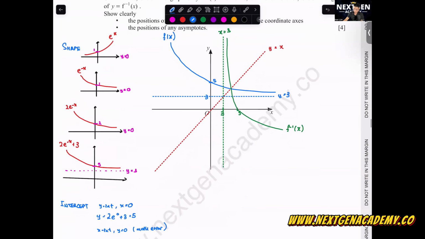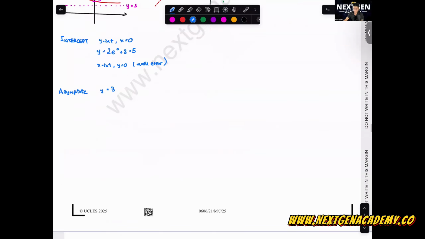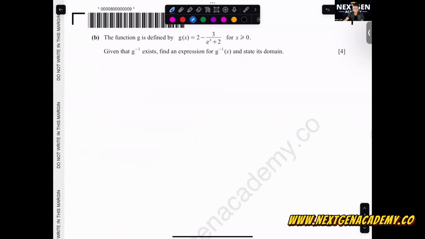Okay, let's go to question B. I'll send this to you all, don't worry. Question B. The function g is defined by g(x) equals 2 minus 3 over e to the power x plus 2, x more than or equal to 0. Given that g inverse exists, find an expression and then state its domain. I think just now, this part is where you all got stuck, right? The domain part. The domain is worth 2 marks, and the inverse is worth 2 marks. I'll show you how I do it. A bit more unique, this question. If anyone has a different way of doing it, you can show me also.